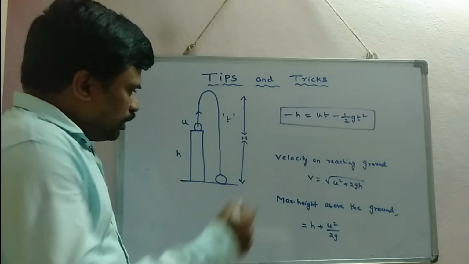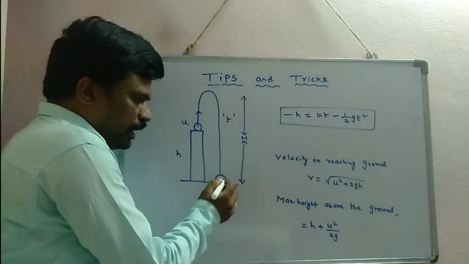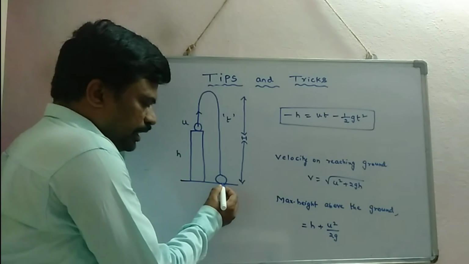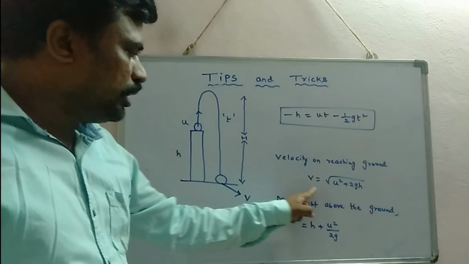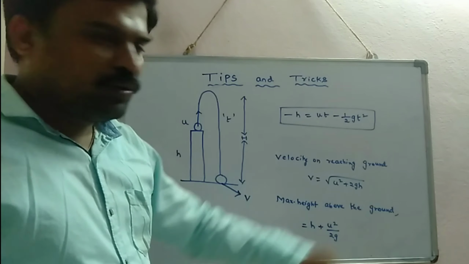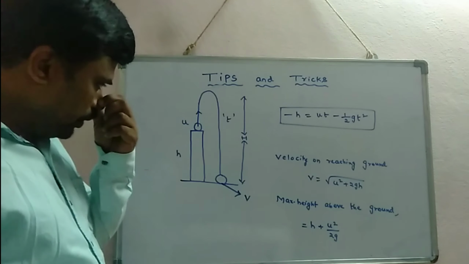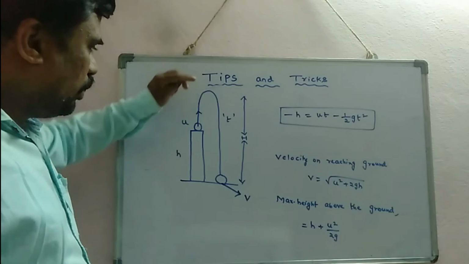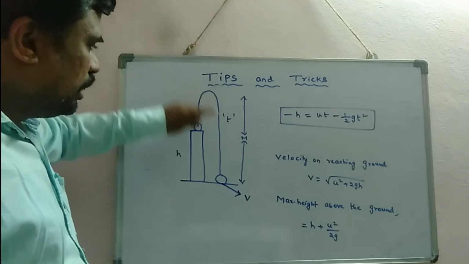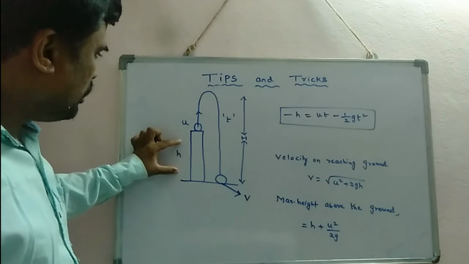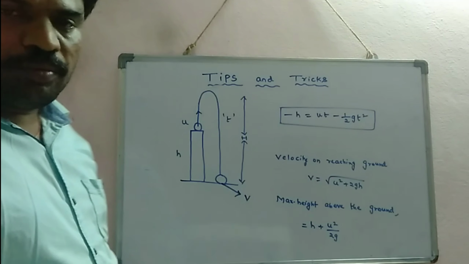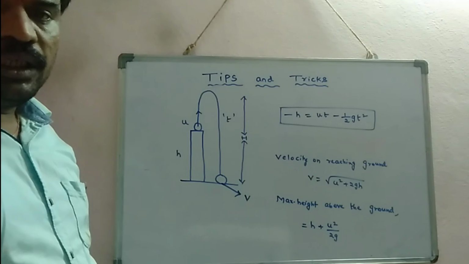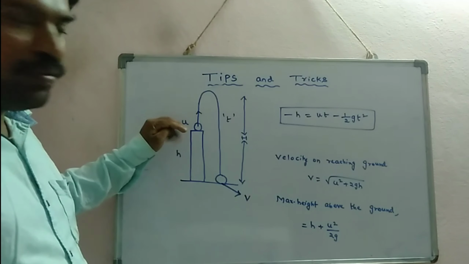The body is going to reach the ground and hit the ground. While it is going to hit the ground, its velocity is v. So velocity on reaching the ground, the formula is v equals root of u square plus 2gh. And here you can see above the ground, what is the maximum height? The maximum height above the ground we call it H, and the formula is h plus u square by 2g. So these are the formulas you can use while a body is projected vertically up from the top of a tower.